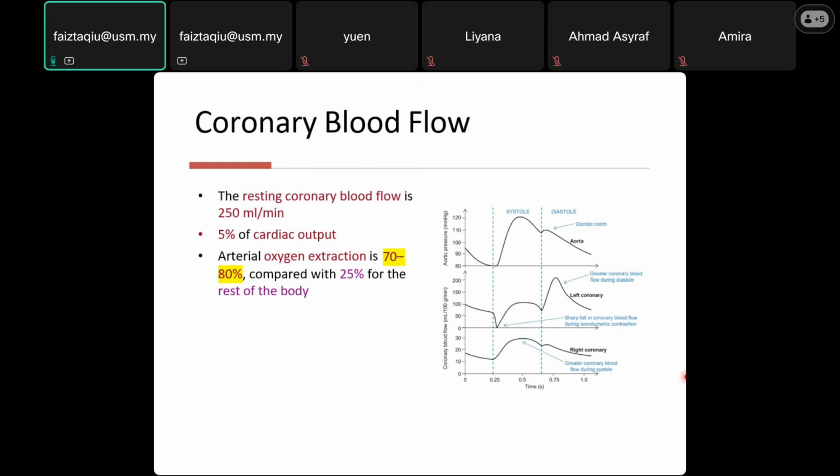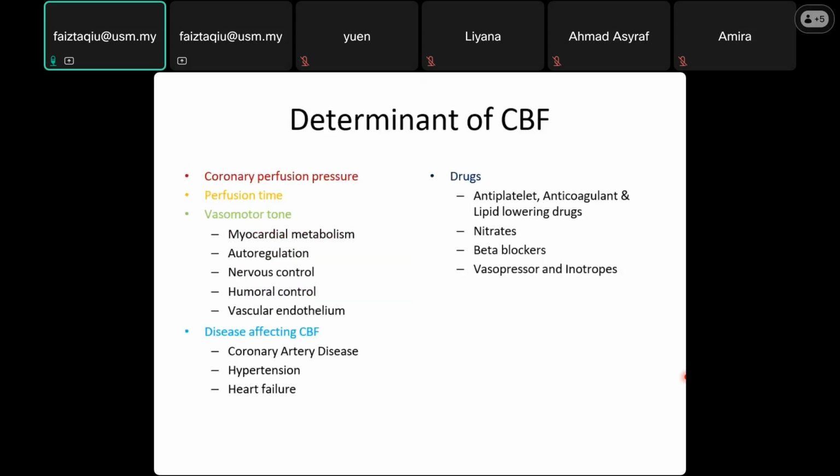So this is the determinants of the coronary blood flow. This is a very important topic. I believe all of you should know about this, because it has a lot of clinical significance. During the viva or the SAQ, most of the answers comprise these important points that you have to include.